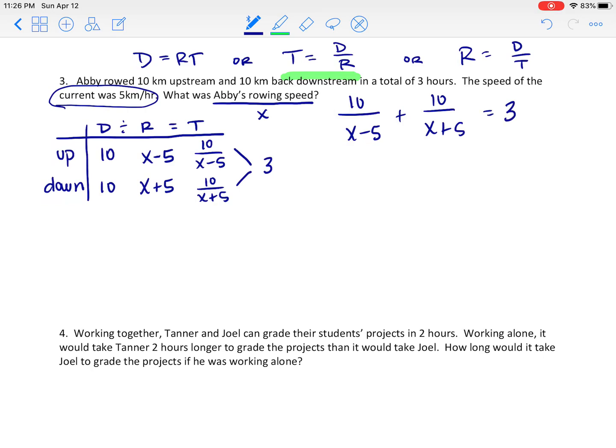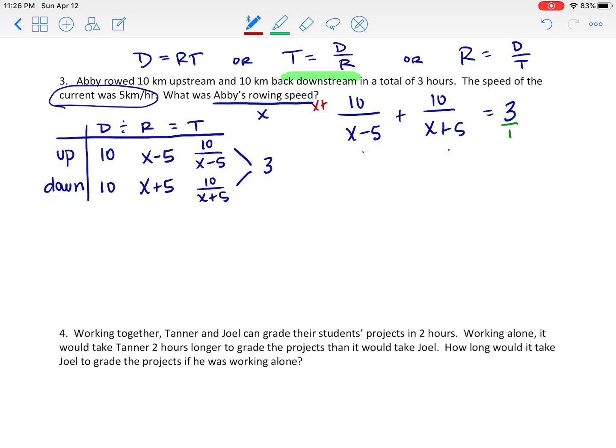Now that's not a quadratic equation yet. Right now it's a rational equation. But if you remember, in our rational equation, we want to get rid of the fractions, and we do that by getting a common denominator. Once the denominators are the same, we can ignore them and focus on our numerators. So our least common denominator here is going to have an x plus 5 and an x minus 5. So just so we're clear, this is over 1.